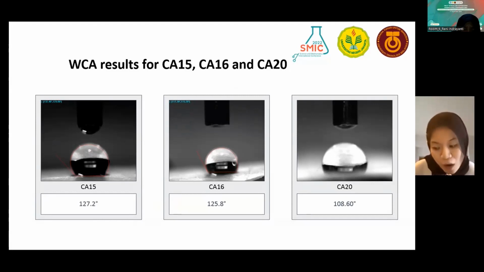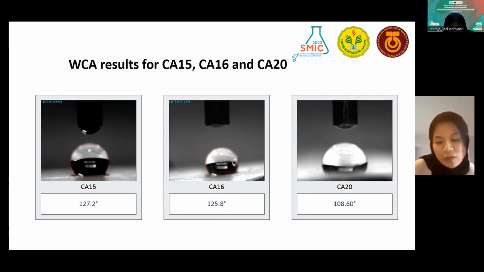If it is too hydrophilic, it will be a burst release and it is not tailored for chronic wound. And hence, CA20 favors the wettability, and we can say that CA20 has the highest water penetration rate and favors to be used as scaffold.